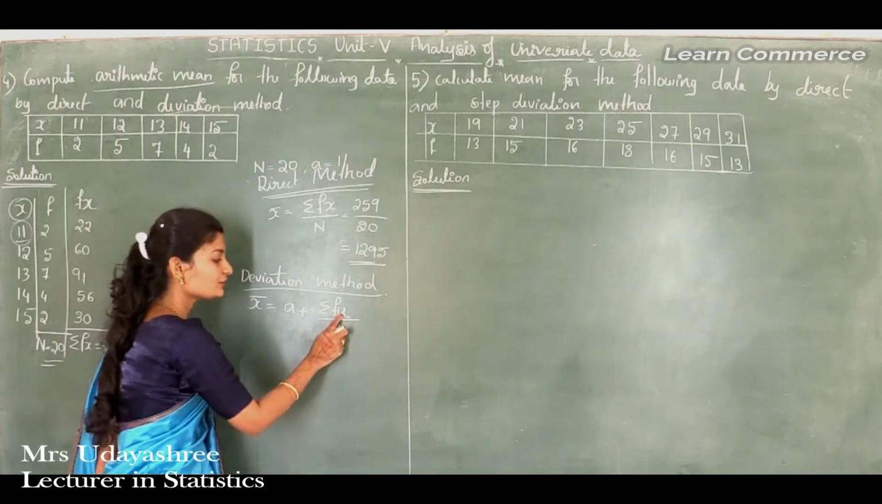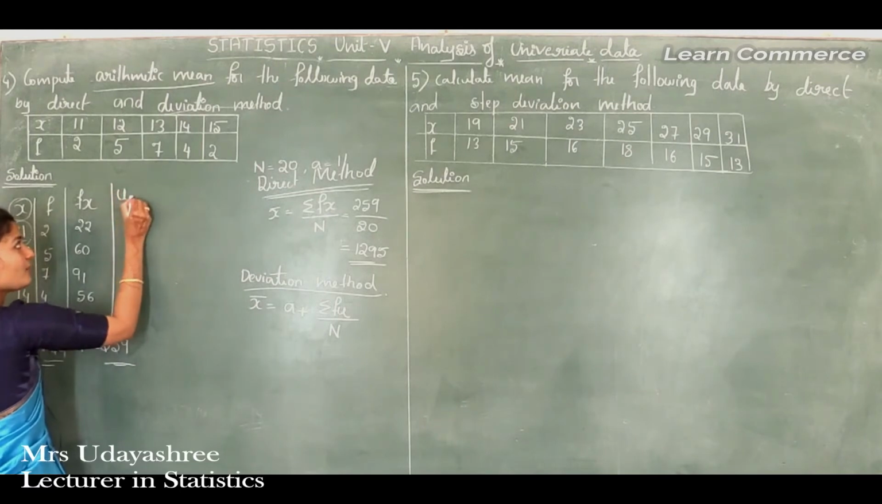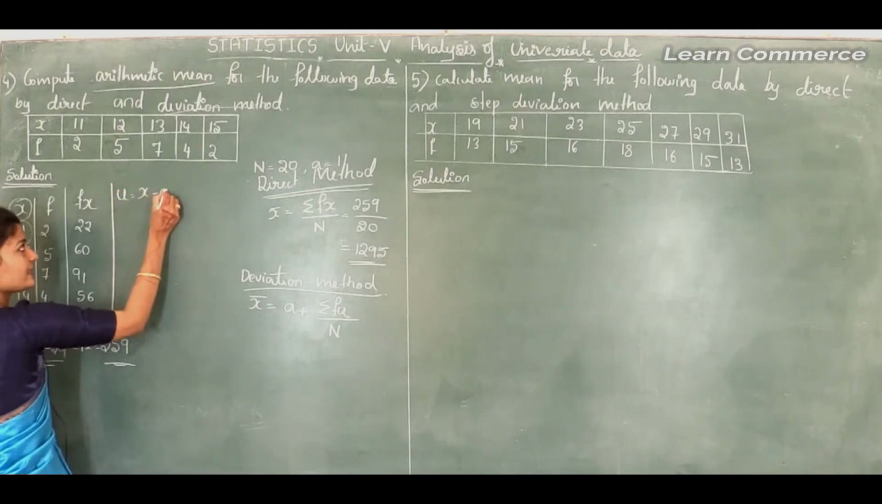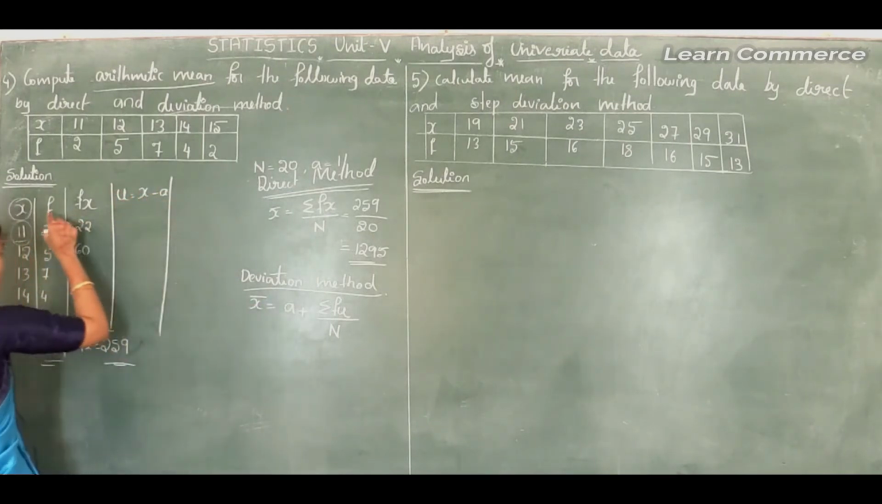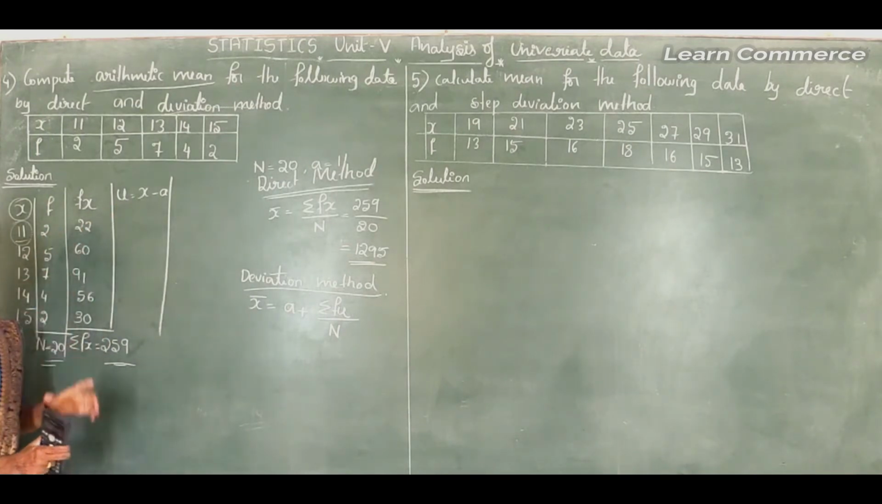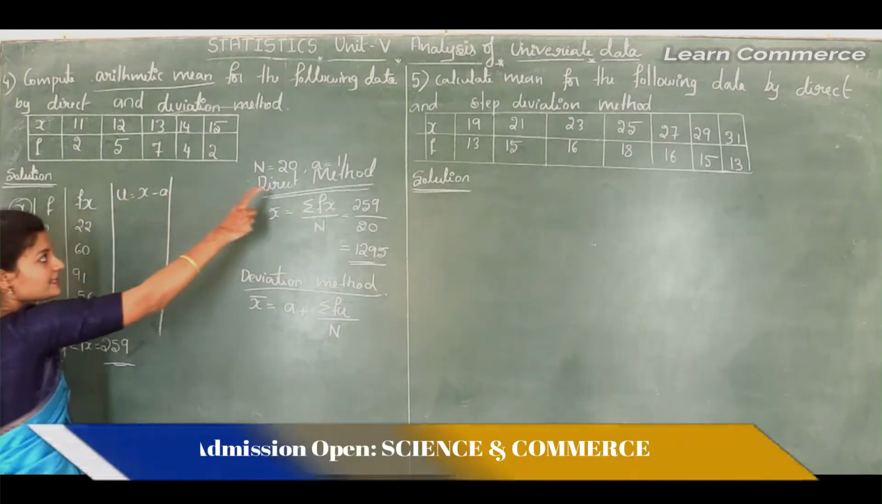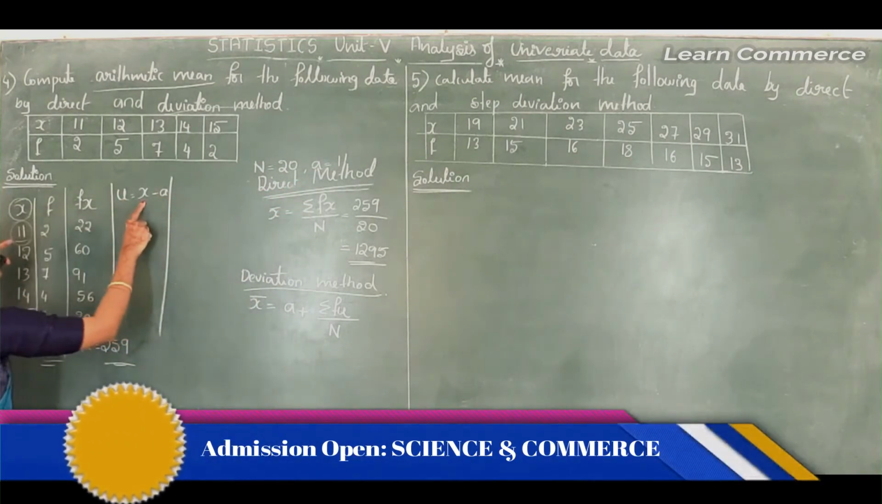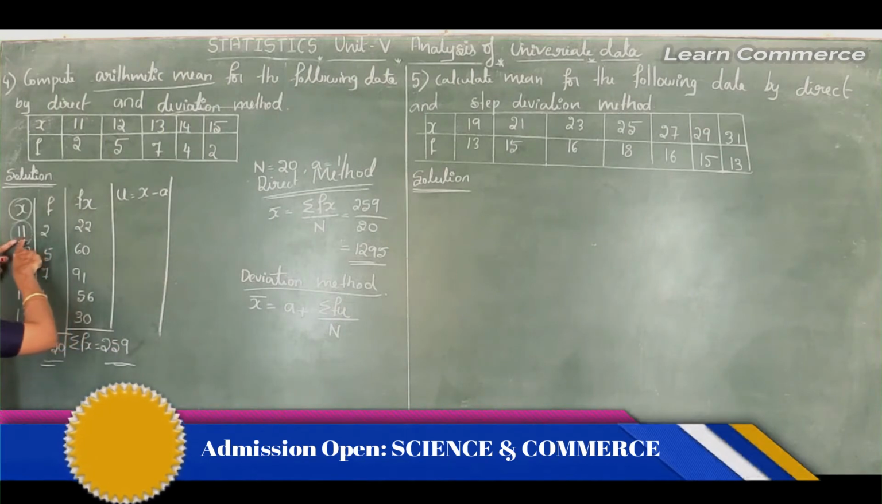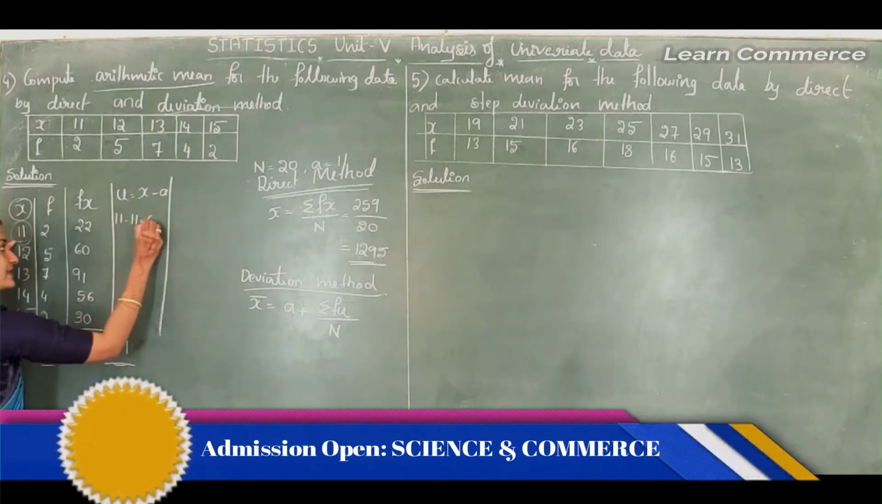To calculate u, the formula is x minus a. Here f observations are there, so we need to calculate only u is equal to x minus a. Here a is 11. So x in the first column is 11. So 11 minus 11 is 0.